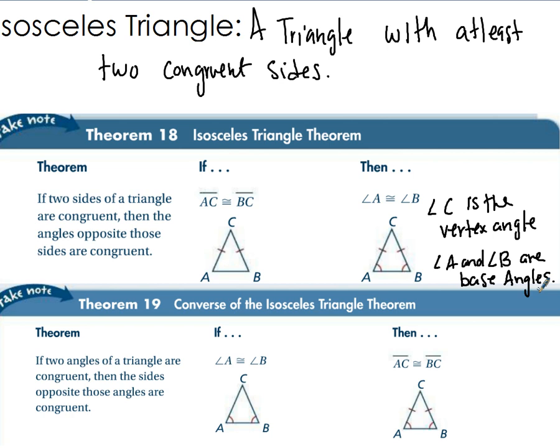Theorem 19 is a converse. This is where we go through and we flip the statements. So it says, if two angles of a triangle are congruent, then the sides opposite those angles are congruent. So if angle A and angle B are congruent, then the sides opposite those angles are also congruent. So AC is congruent to BC. So the first theorem, we go from sides congruent to angles congruent. The second theorem, we go from angles congruent to sides congruent.